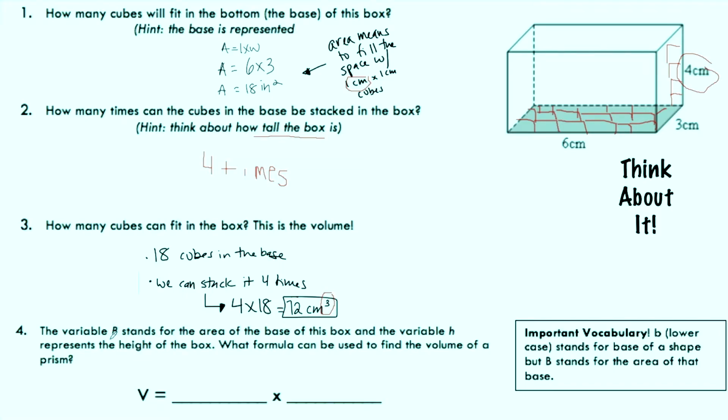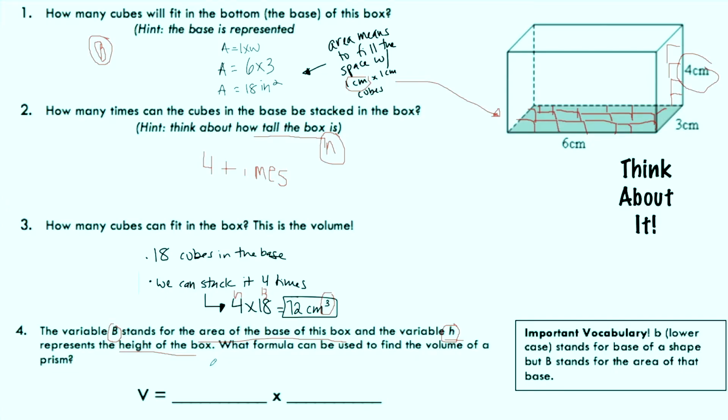So the variable capital B, important to know it's capital B, stands for the area of the base of this box. Which, guess what? We found that in part 1, right? I found capital B by finding the area of this base. And the variable h represents the height of the box. And we did that in part 2, right? We said this is how tall the box is. That's going to be the height. So I already have the area of the base times the height that I did here. I have my height times the area of the base to get our total volume.